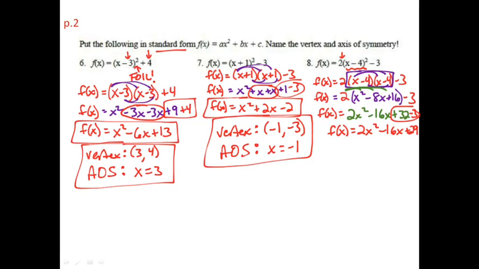And then looking back at the original, our vertex we can see is at (4, 3). That a value of 2 does not affect the vertex. And then our axis of symmetry is at x equals 4.